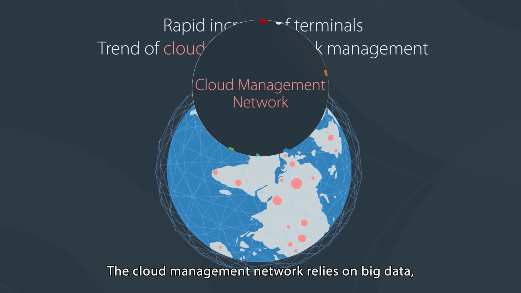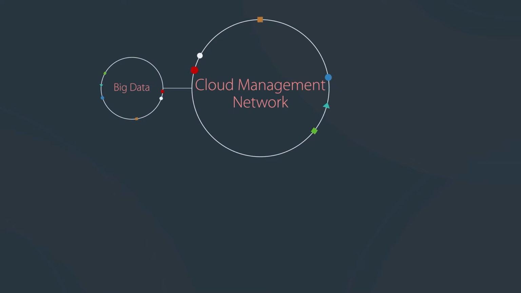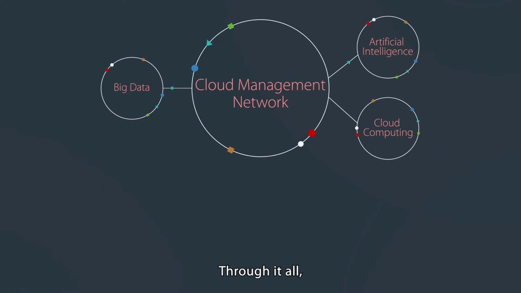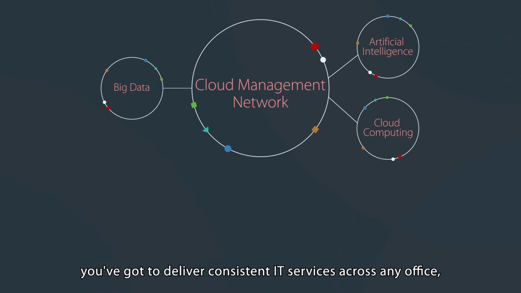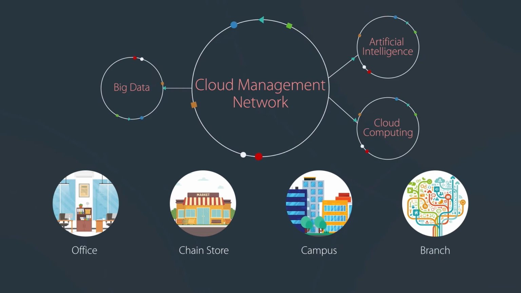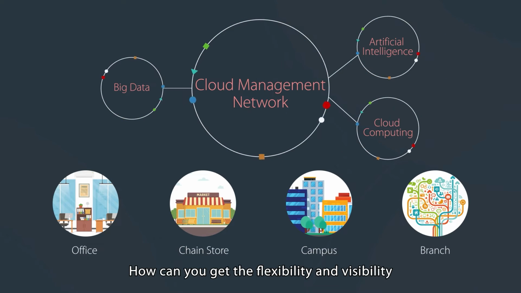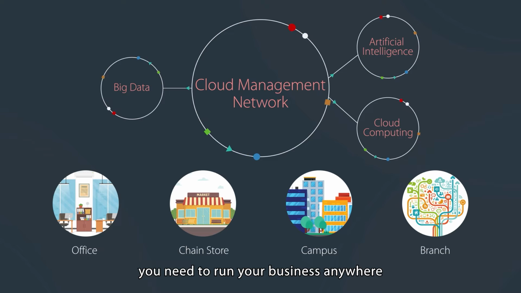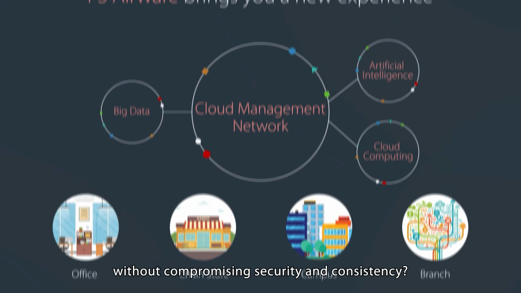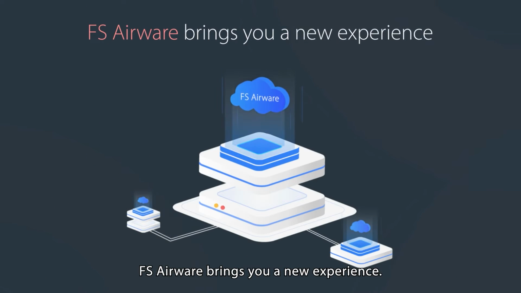The cloud management network relies on big data, artificial intelligence, cloud computing, etc. Through it all, you've got to deliver consistent IT services across any office, chain store, campus, and branch. How can you get the flexibility and visibility you need to run your business anywhere without compromising security and consistency? FS Airware brings you a new experience.